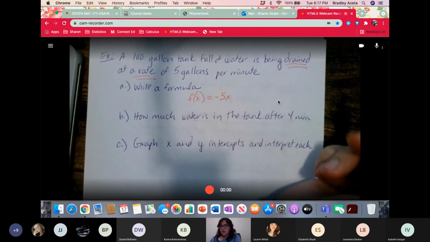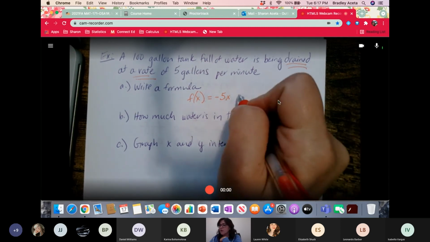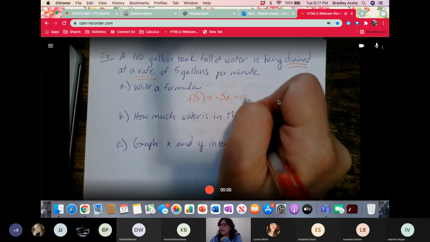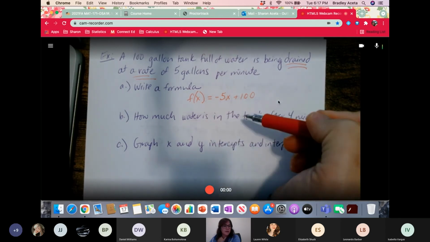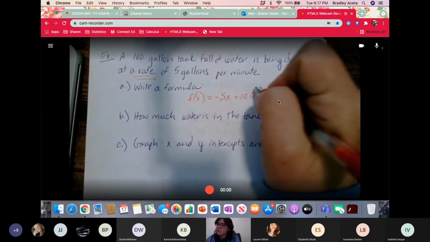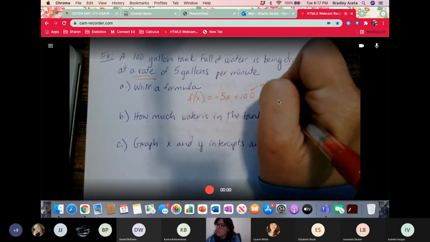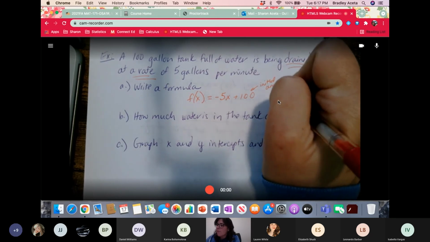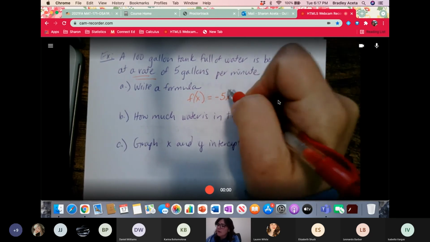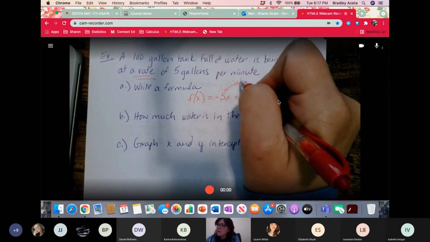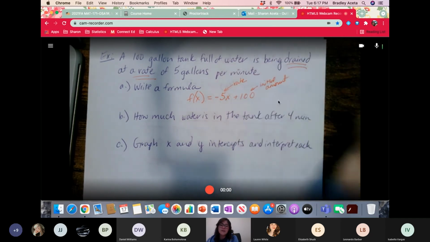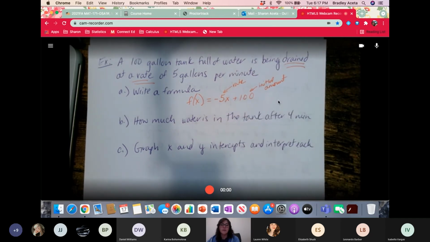And what did we have to start with in this tank? We started with a 100-gallon tank. So that would be our initial amount. So this right here is your initial amount. And that right here is the rate per X minute. So now we've written a formula.